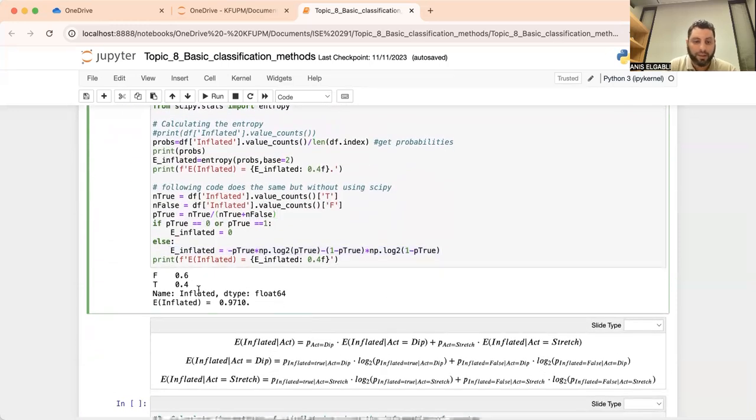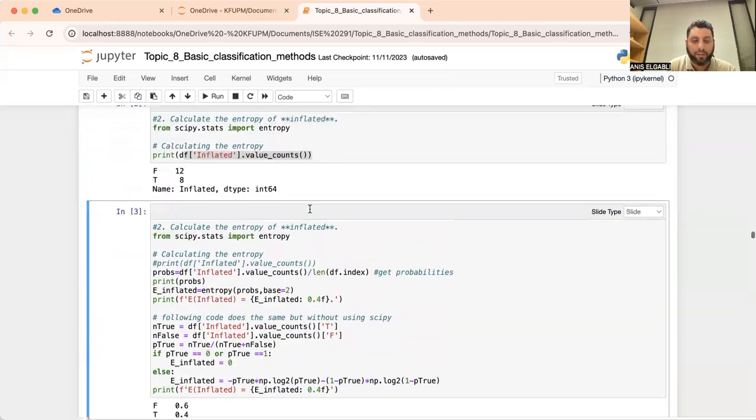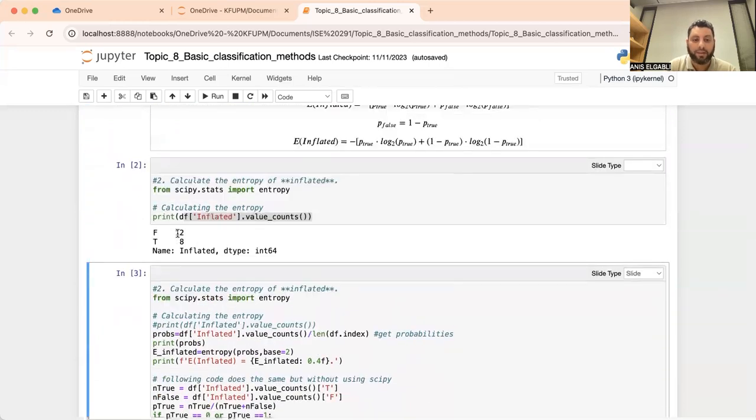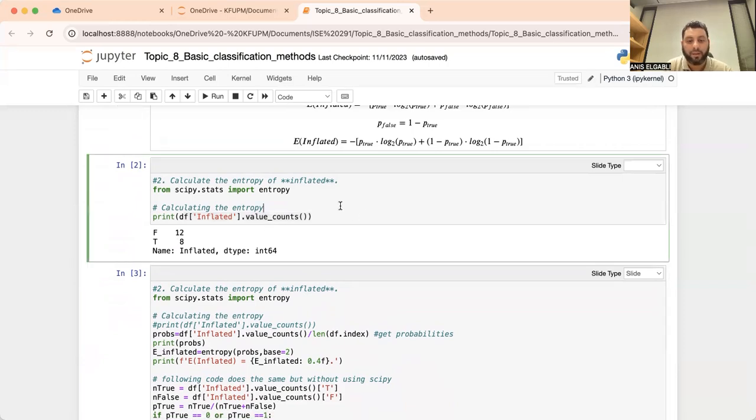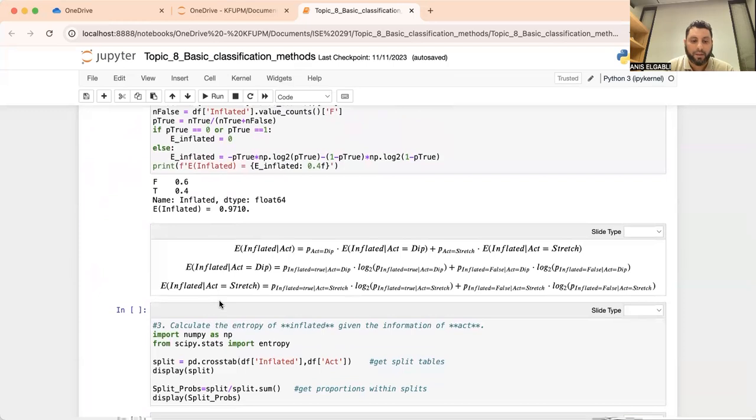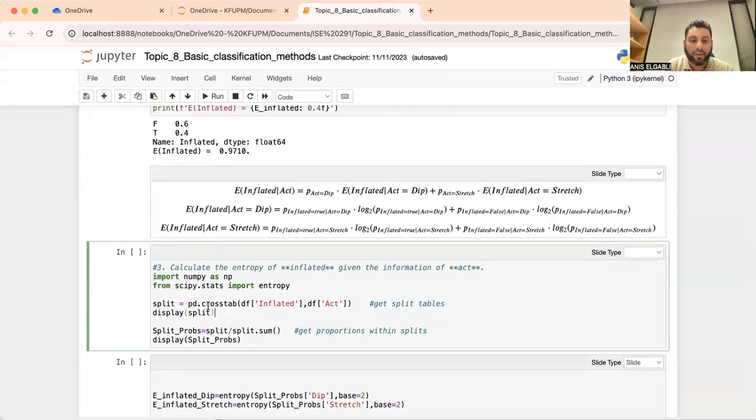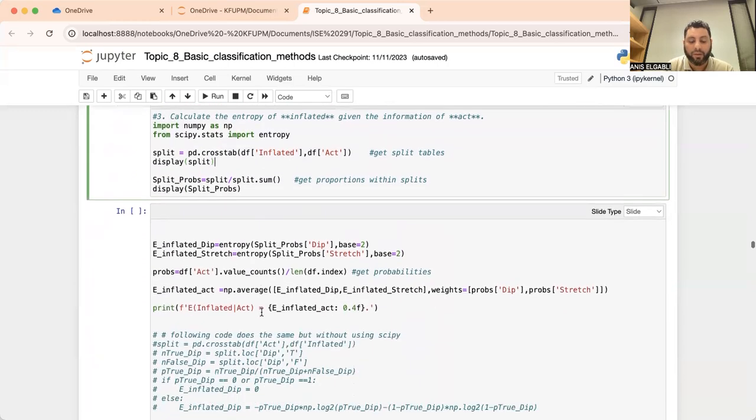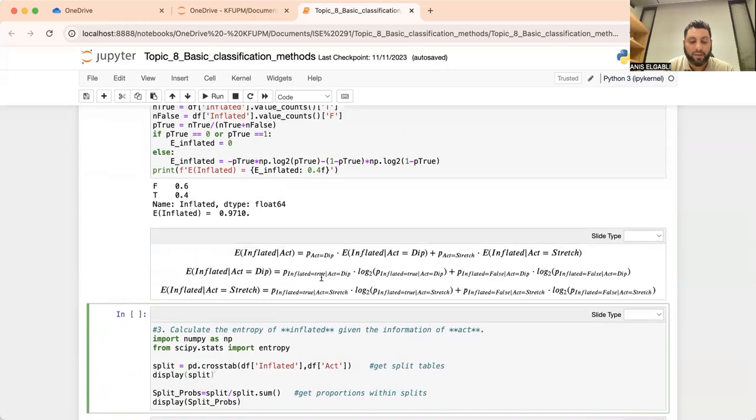As I said, the entropy is so high, and we clearly see that from here. The uncertainty is high. So if you look at inflated, isolated from any of the input features, then the uncertainty on that target variable is high. Now what we want to do is compute the conditional entropy of inflated given act. In order to explain that, I actually wrote all the equations here before we dive into the code, to simplify it for you.